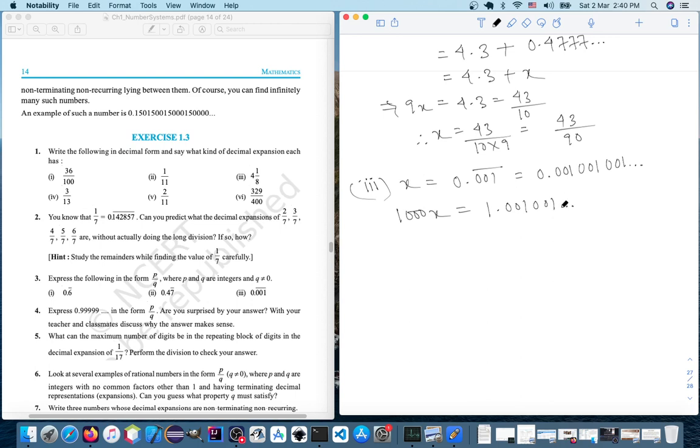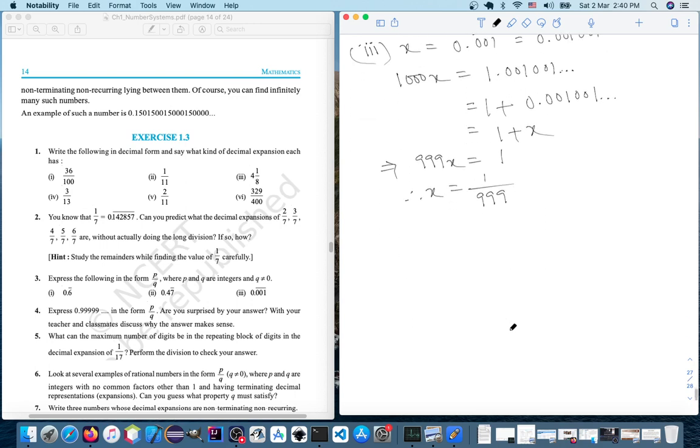Now this is nothing but 1 plus 0.001001 like this, and the second term is x. So 1000x equals 1 plus x. This implies 999x equals 1. Therefore, x equals 1 by 999.